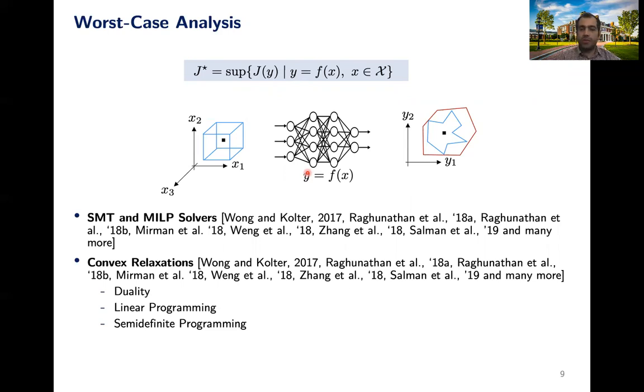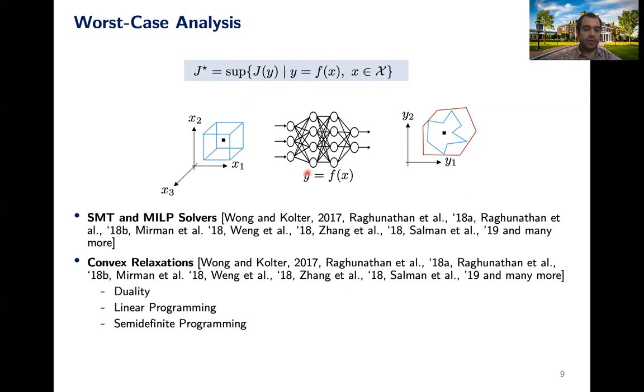So a lot of methods have been developed to solve this problem, either globally for the worst case value of the performance function, or at least find upper bounds. So in particular, satisfiability modulo theory and MILP solvers solve this non-convex optimization problem for the global solution. However, these methods are not scalable with respect to the size of the neural network or with respect to the size of the input set.